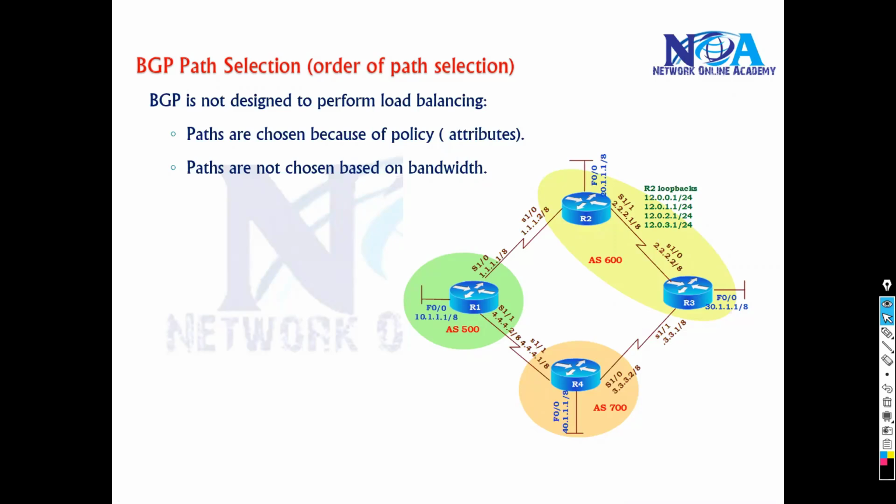So the next thing we'll try to see is the BGP path selection process. Now, if you remember, we discussed plenty of options. We said that if you want to make any changes, you can use local preference. You can also use weight, AS path, or any other attributes.